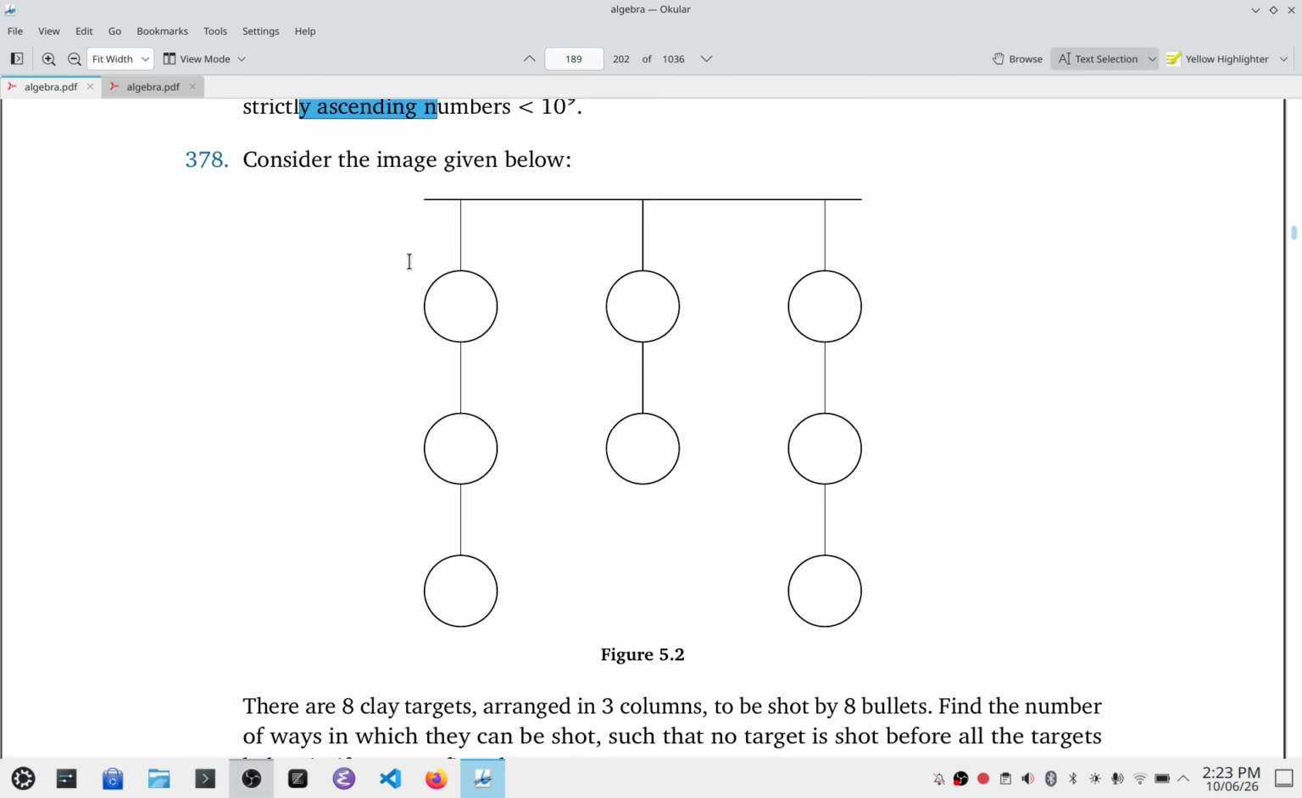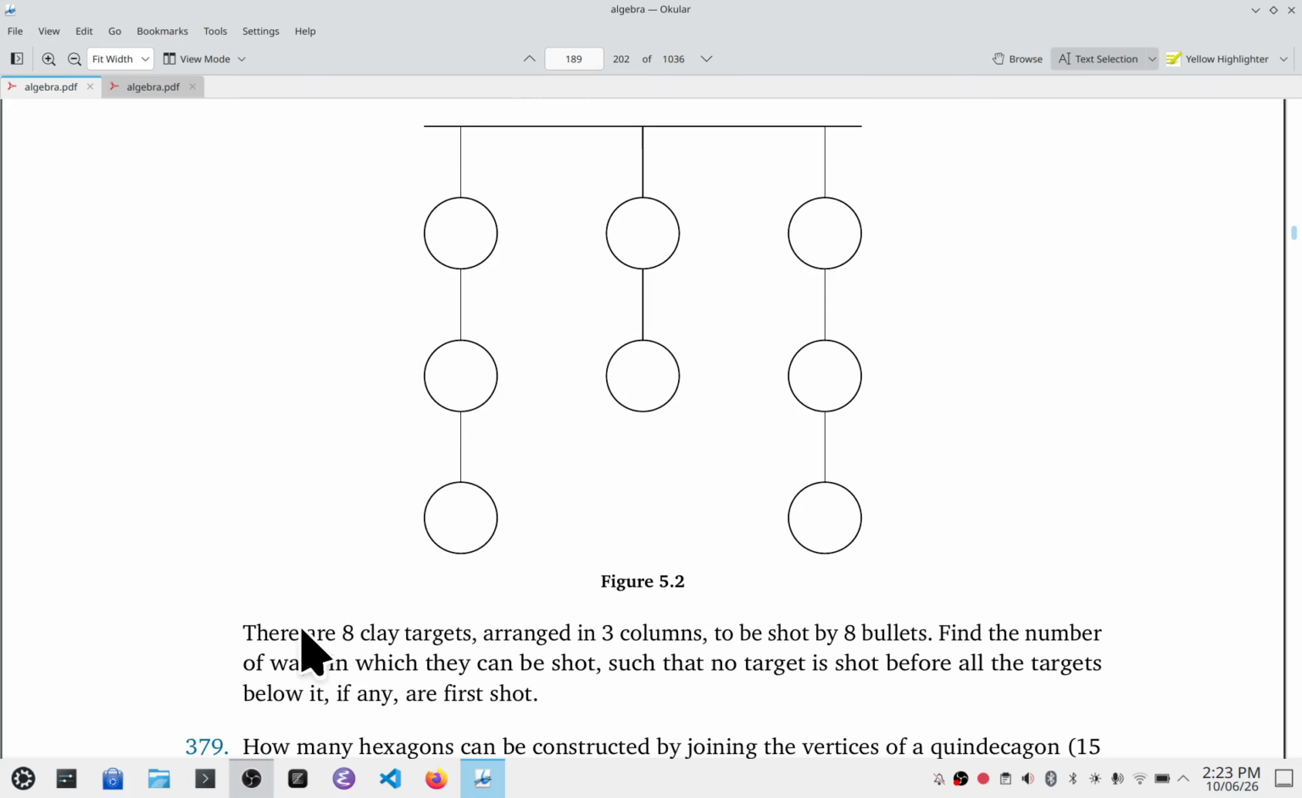Question 378 has this diagram. There are 8 clay targets arranged in 3 columns to be shot by 8 bullets. Find the number of ways in which they can be shot such that no target is shot before all the targets below it, if any, are first shot. So for example, take this. You cannot shoot the top 2 unless this bottom one is shot. Once you have shot the bottom one, you can shoot the middle one, not before shooting the bottom one. Once you have shot these 2, you can shoot the top one. Similarly for the other 2.